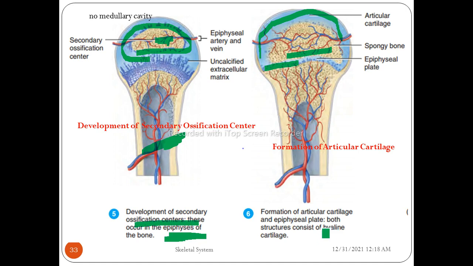So both structures consist of hyaline cartilage, that is, the epiphyseal plate as well as the articular cartilage continue as hyaline cartilage. This one is important for friction reduction, whereas this is important for producing new cells. It is important for bone growth.